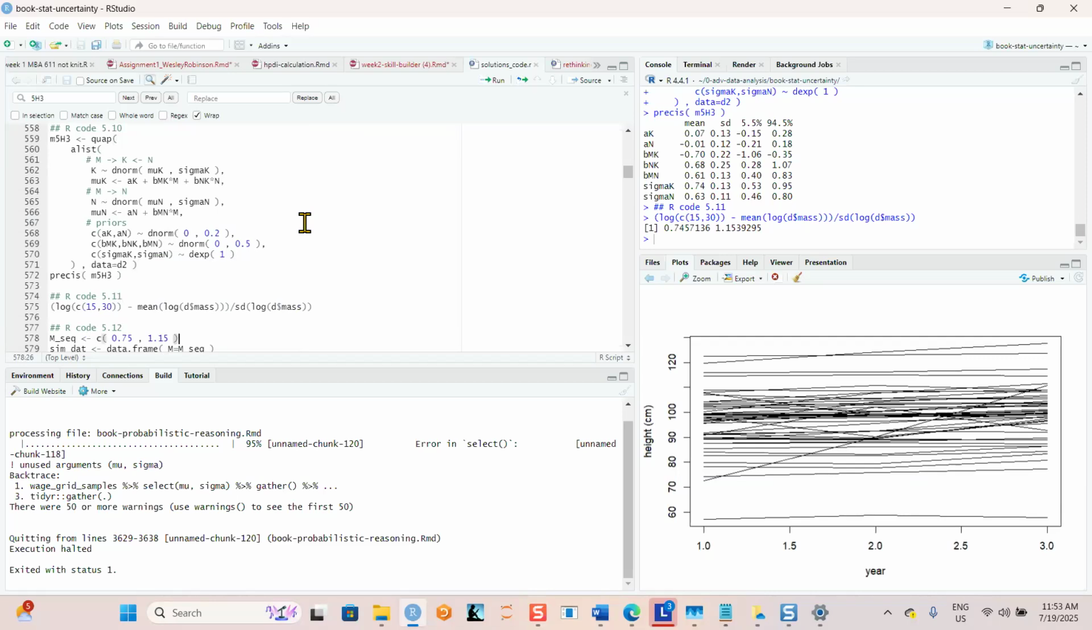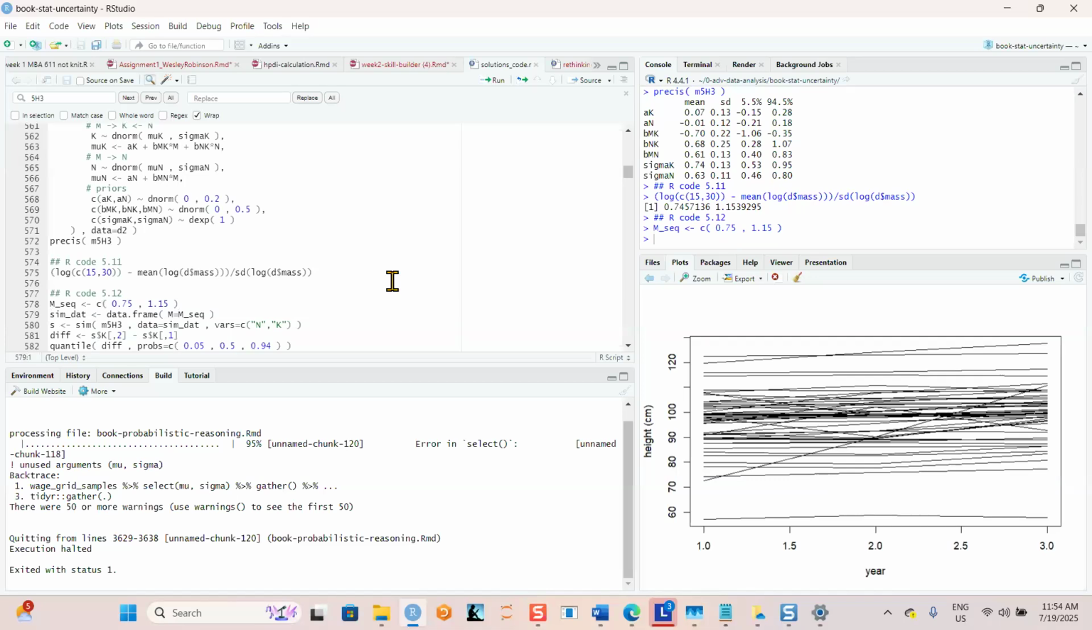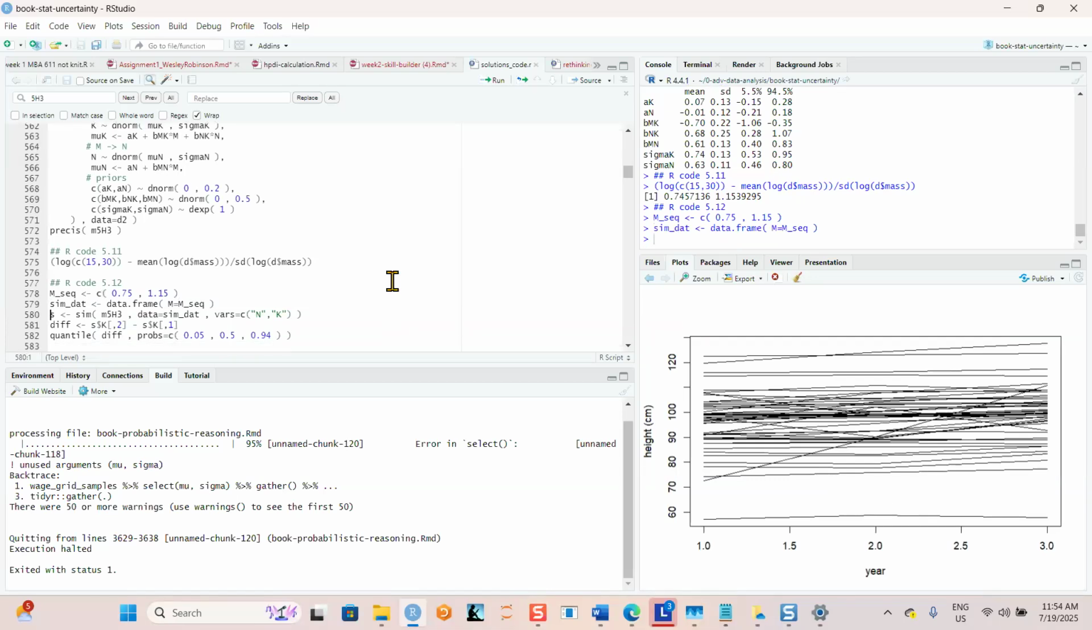And we're just looking at this 0.74 for milk, levels of milk, just 2 levels of milk. And we're going to do some simulations based upon just those 2 levels. And we create a little data frame with it.